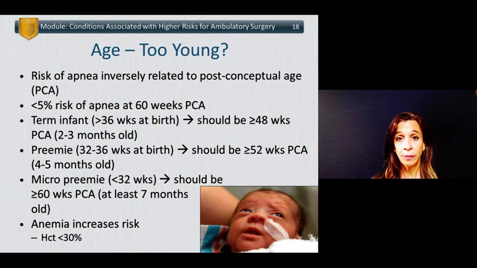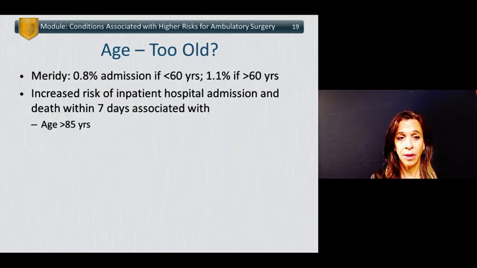Preemies, which are defined as babies who are born between 32 and 36 weeks, should be at least 52 weeks post-conceptional age, or typically about 4 to 5 months old, to lower the risk. Micropreemies are defined as those individuals born at less than 32 weeks, and they should be at least 60 weeks post-conceptional age, or at least 7 months old. Anemia does increase the risk. Studies have shown that hematocrits of less than 30% are associated with increased risk.